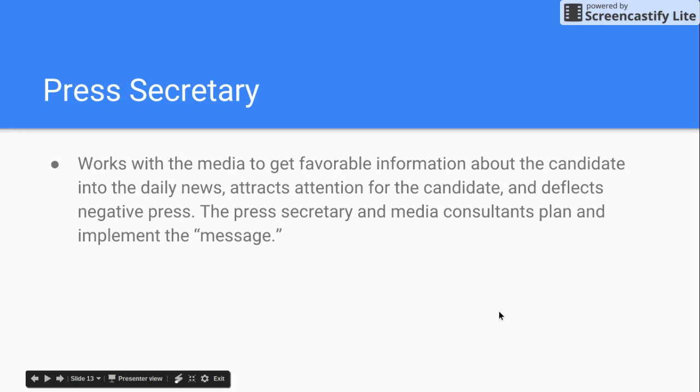Press secretary. This person works with the media to try to get favorable information about the candidate in the daily news. They attract attention for the candidate. They deflect negative press. So this is like anything they want to deflect that makes the not so perfect candidate look bad. And the press secretary and media consultants plan and implement the message. So this is like their big point that they want to get across.